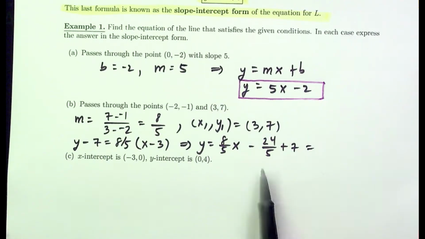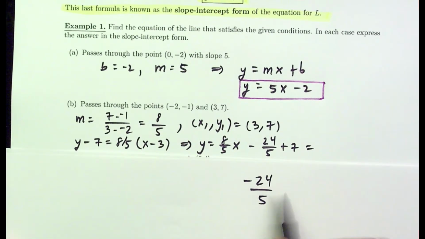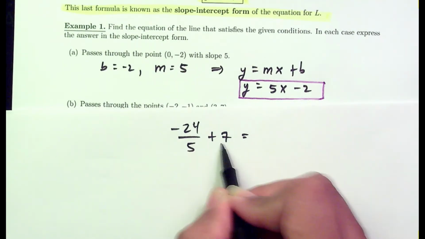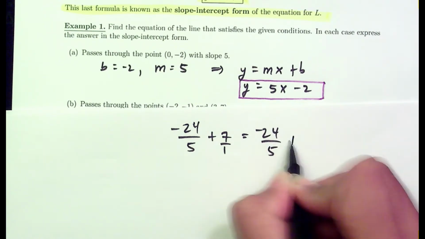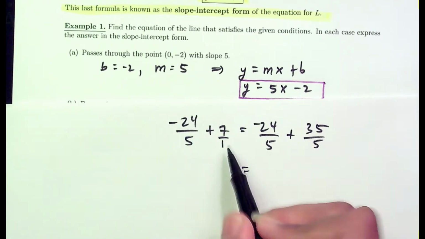You may do that in a calculator, or you may do that by hand. I'm going to do it by hand. So what is -24 over 5 plus 7? This is like 7 over 1 multiplied by 5 top and bottom, so that would be 35 over 5. I multiply by 5 here.